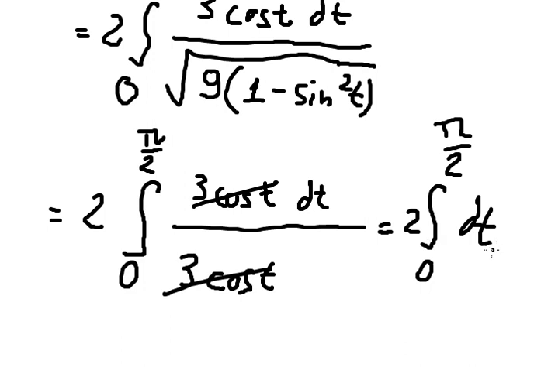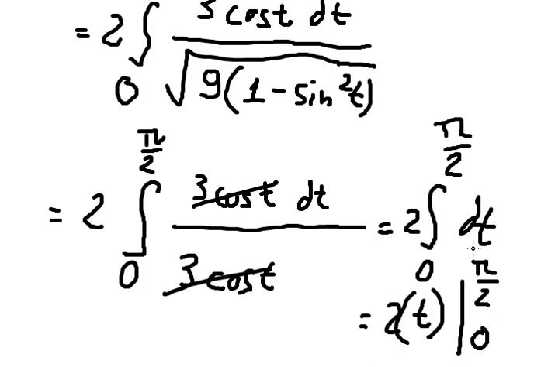The integration of dt is t. So we put the bounds from 0 to pi over 2. So I will put this one in here, 0 in here, and we get about pi. This is the end.